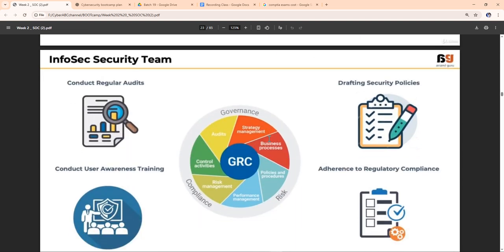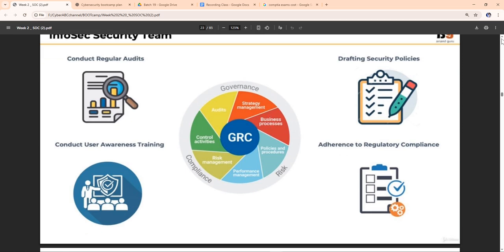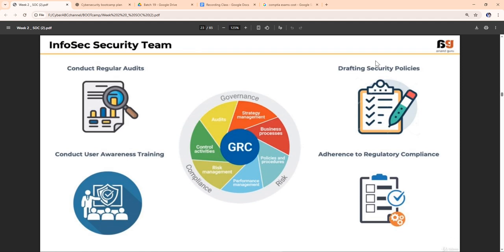Okay, so I told you last time about the legal aspect of the Security Operations Center or cybersecurity. The legal aspect is called the GRC, which stands for governance, risk, and compliance. Their job role is wrapped up in these segments.